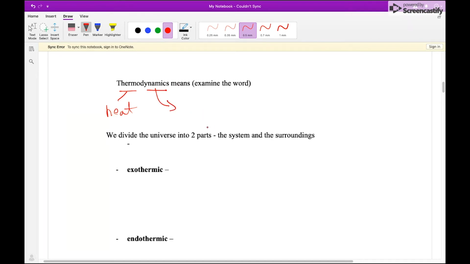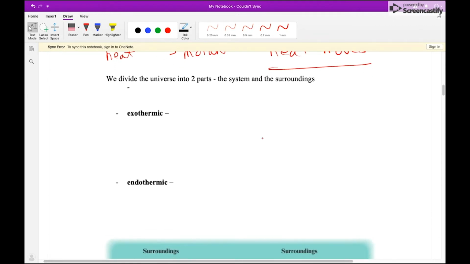That means stationary, right? No, it means motion. So thermodynamics is the study of how heat moves. Pretty straightforward, right? It's how heat moves. So students, you should write that down. How heat moves. Love it. So there's 2 ways it does it.